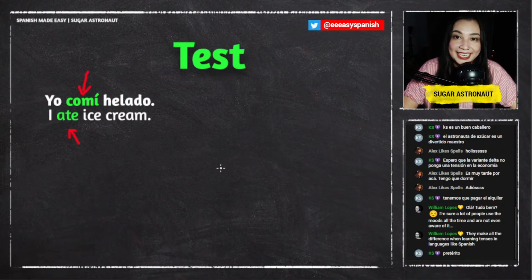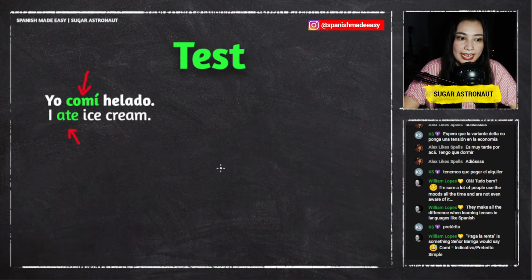Okay, so this sentence is in el modo indicativo, the indicative mood, because we are just saying something that happened. We are not wishing for ice cream. We are not commanding to get ice cream. We are saying that yo comí helado. I'm saying something that is true. I ate ice cream. It's a fact. So this is in the indicative mood.